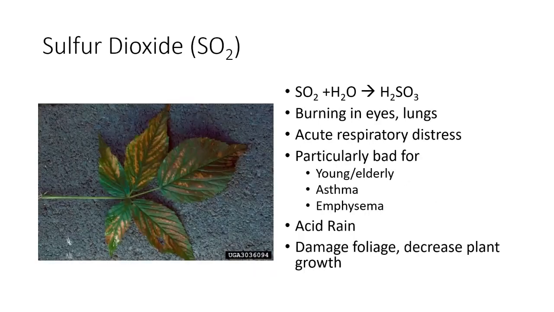Okay, so we talked about this a little bit, burning in the eyes, burning in the lungs. This is what it might do to a plant. So we see these orange, yellow spots on there. So it kills off the plant.